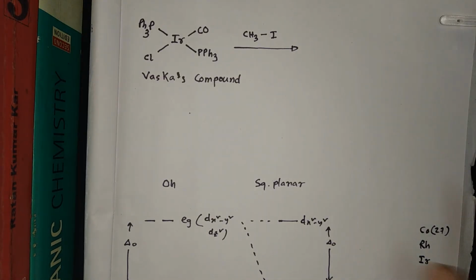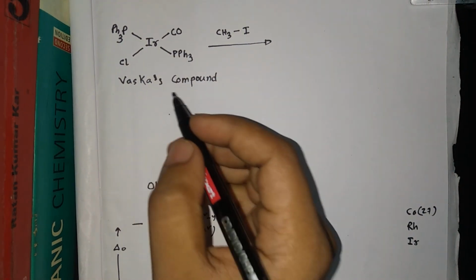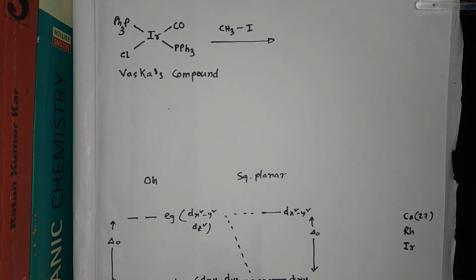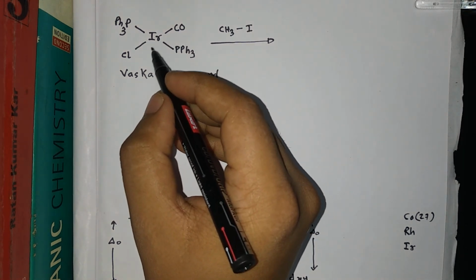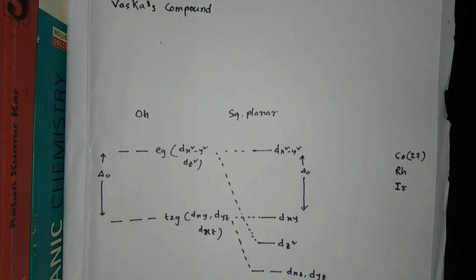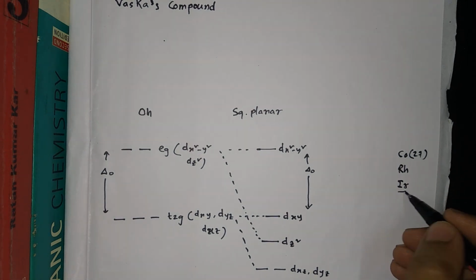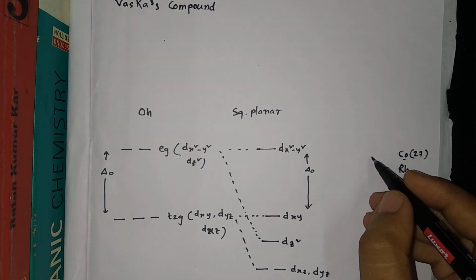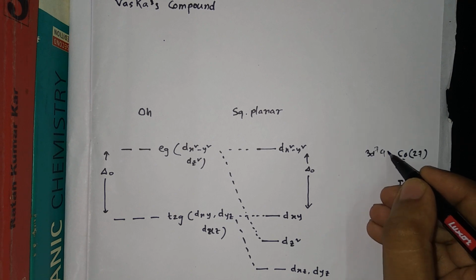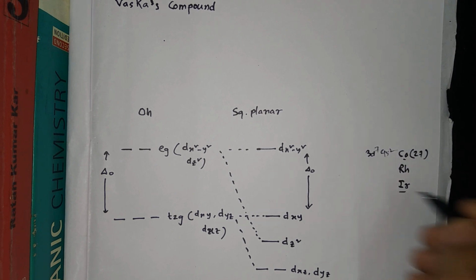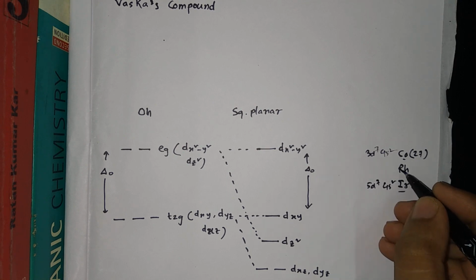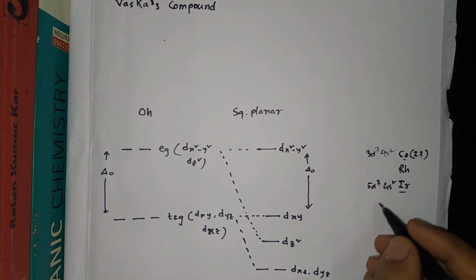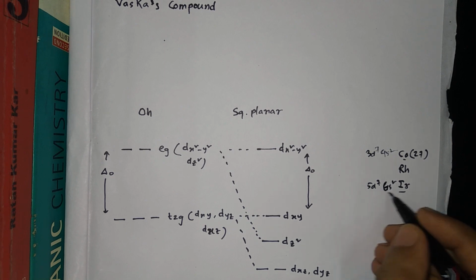This is the Vaska's compound, and I discussed this compound in my previous video. I will give the link of the previous video in the description box. Please watch the video. First we will go for the electron count of this metal complex. You can see it is iridium, a cobalt group 9 compound, and cobalt has 3d7 4s2 as the electronic configuration, hence iridium will be 5d7, because this is the 4d, this is the 5d.